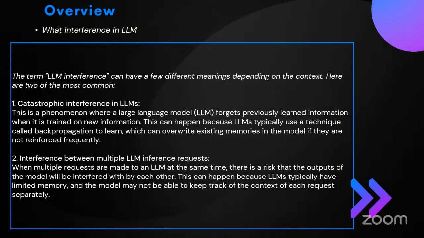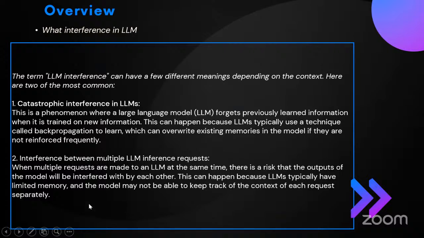The model may not be able to keep track of the context of each request separately, since we are taking multiple inputs at a time and have limited memory. We can't store all the previous memory in the forget gate. Like a sequence to sequence model or a transformer model does, it will have an attention mechanism. So it will take information from the first input.